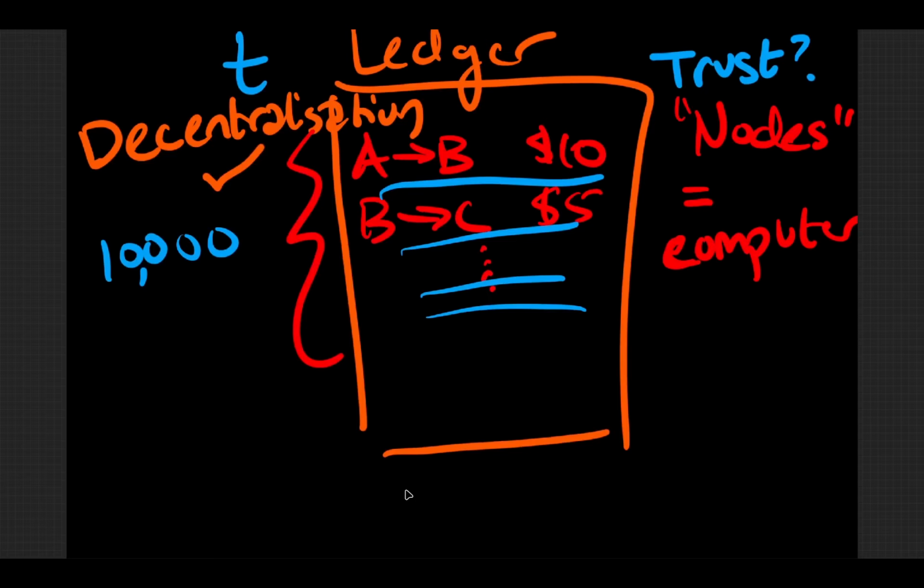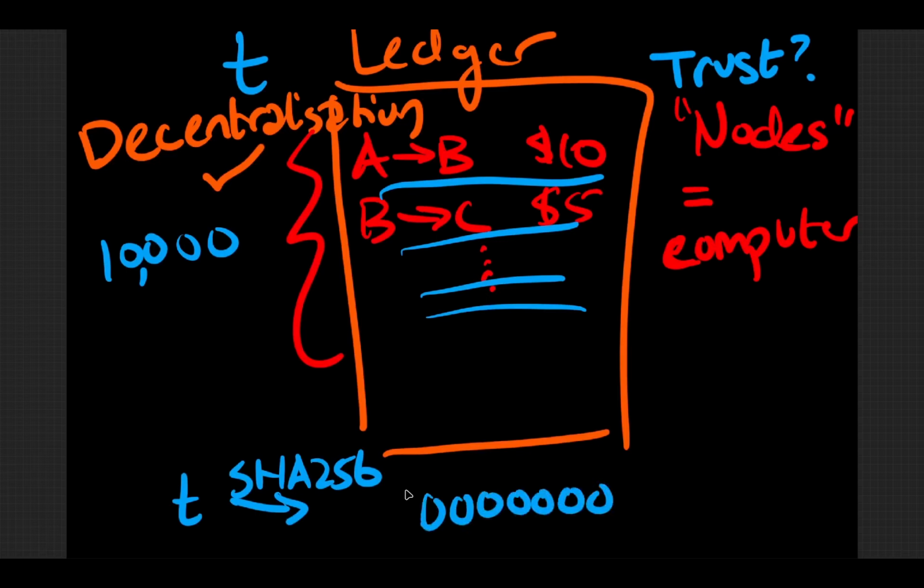What I'm gonna say is that I'm gonna try to find a number where T goes to SHA-256, and this T, after going through the SHA-256, has some amount of leading zeros. Right, some amount of leading zeros. Let's say 50 leading zeros. Now, what does this imply? Right, what does this imply?